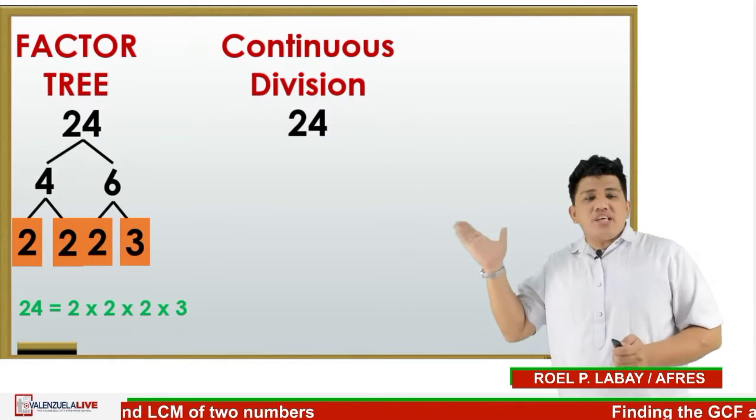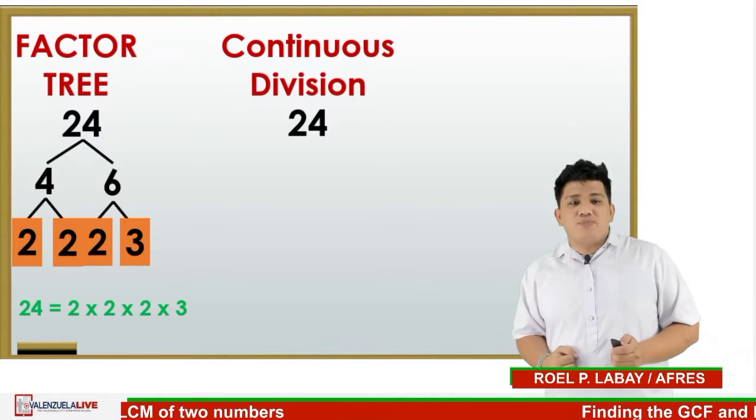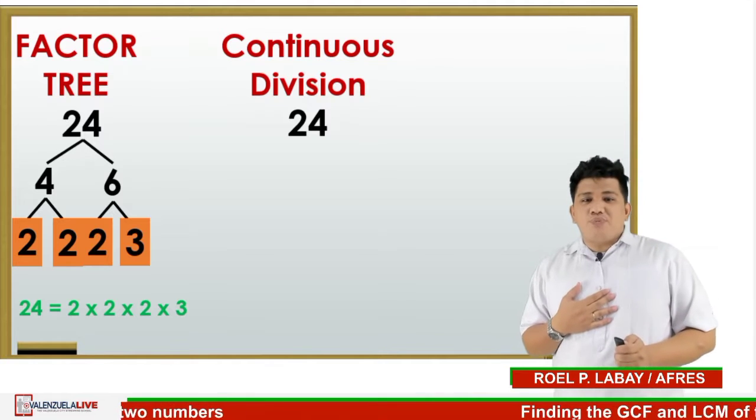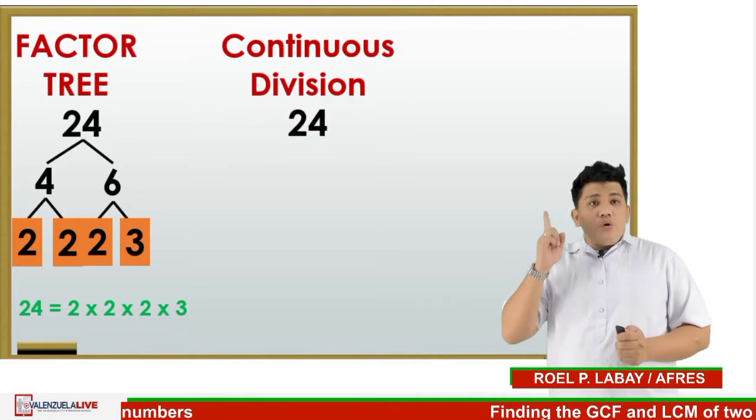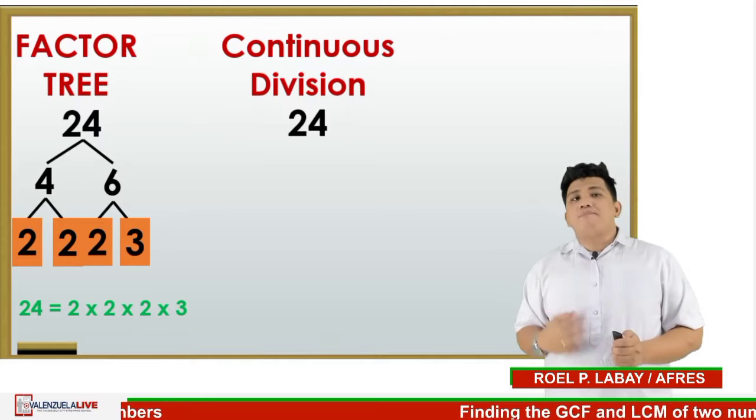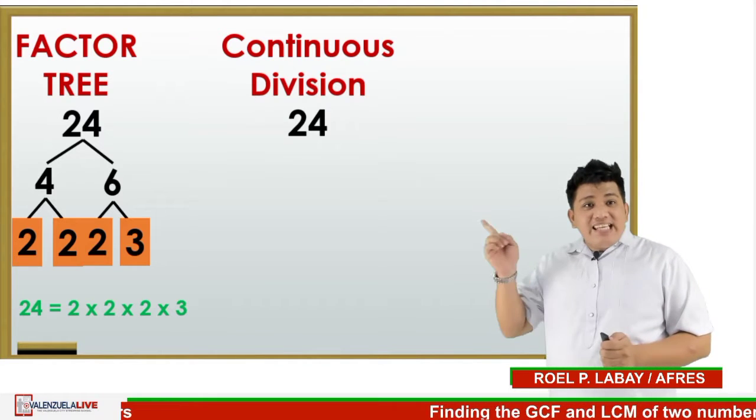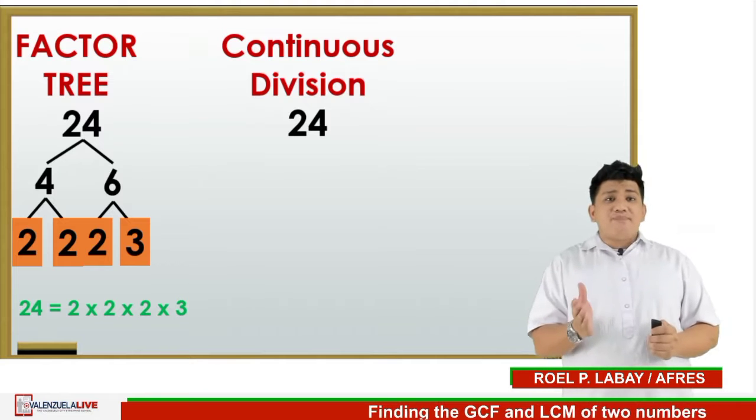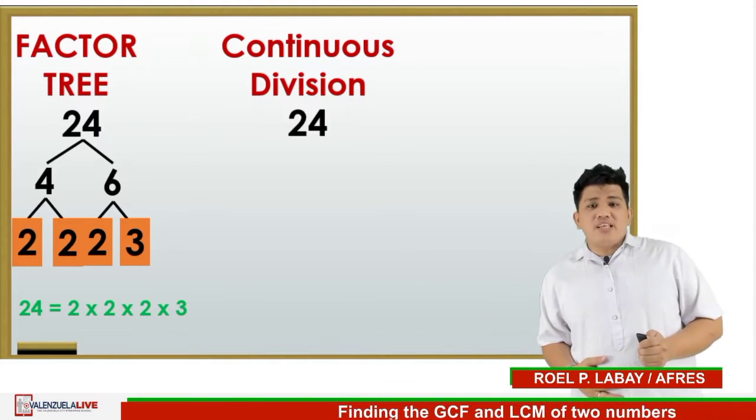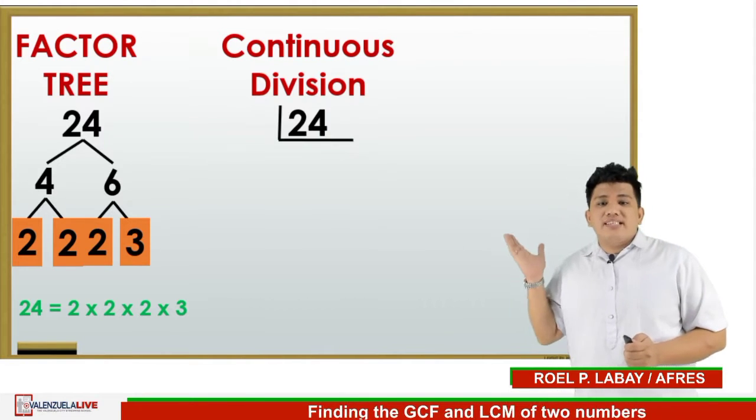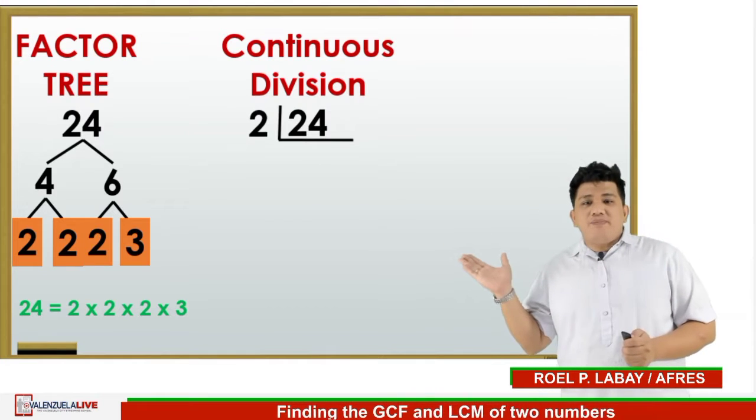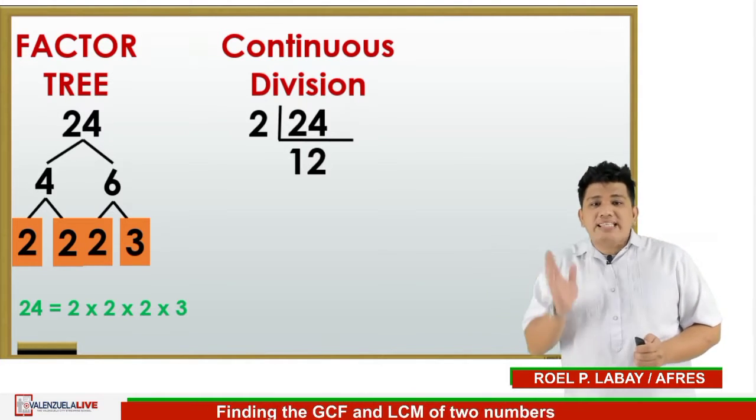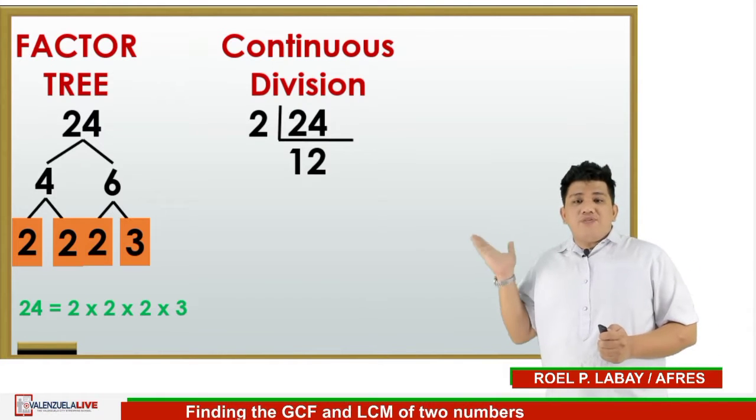Now, let's use continuous division to get the prime factors of 24. Let's divide 24 by its prime factor. We will think of a prime number that we can divide into 24. Very good. We can divide it by 2 and we will put this continuous division symbol. 24 divided by 2 is, very good, 12. And we will place it below 24.